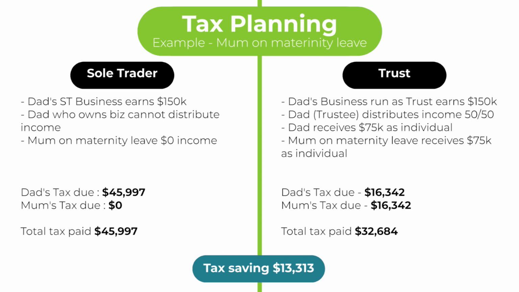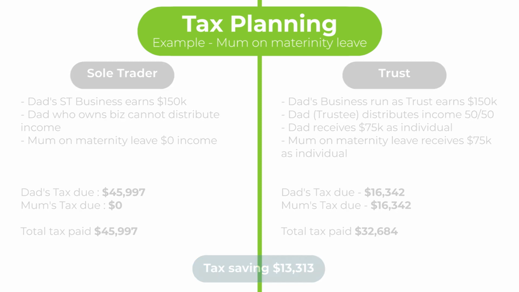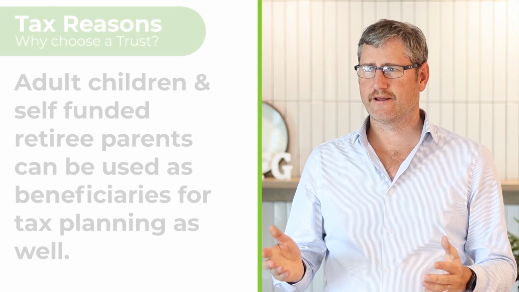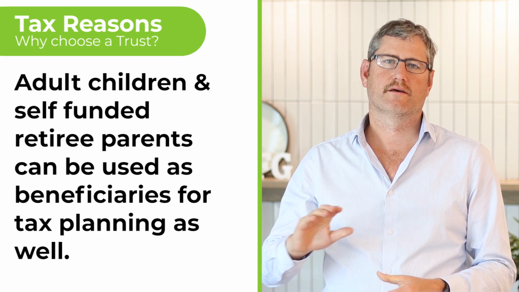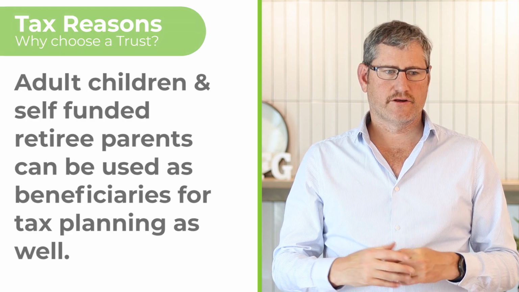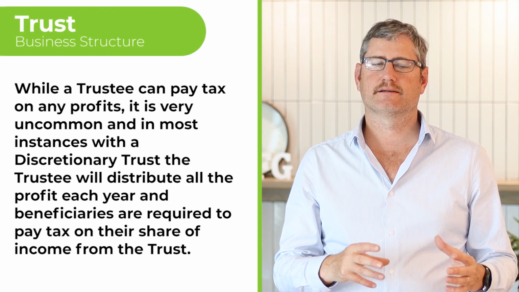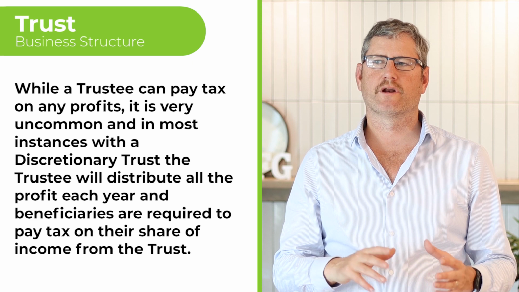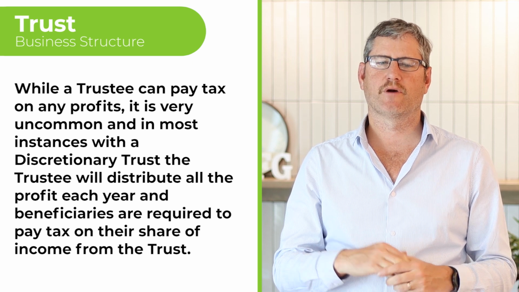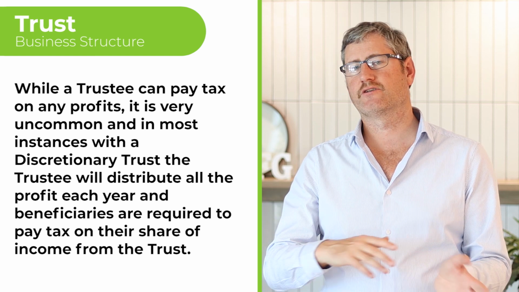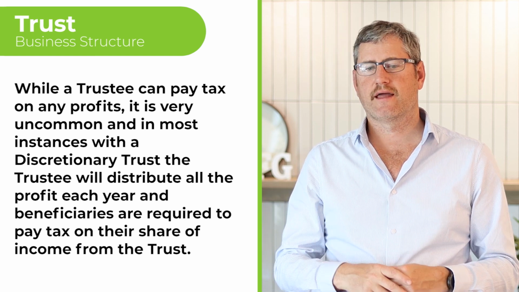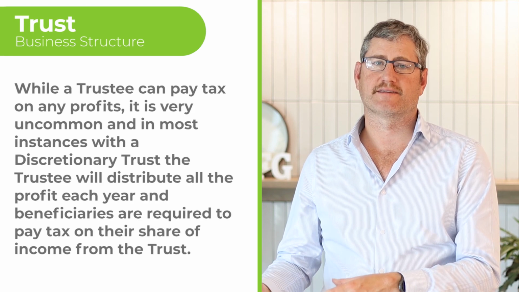Also beneficial where you've got adult children who might be studying, you can use them as a beneficiary, save some tax. And similarly, self-funded retiree parents who don't have any reliance on income tests for government pensions and the like, they can be used as a beneficiary. So a trustee can pay tax, but it's very uncommon. We don't see it very often. In most instances, the trustee will distribute all the income of the trust each year to the beneficiaries, and it's the beneficiaries that pay the tax.